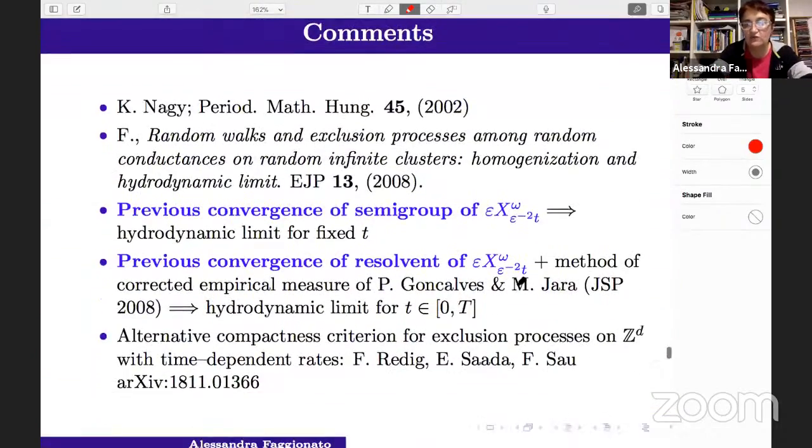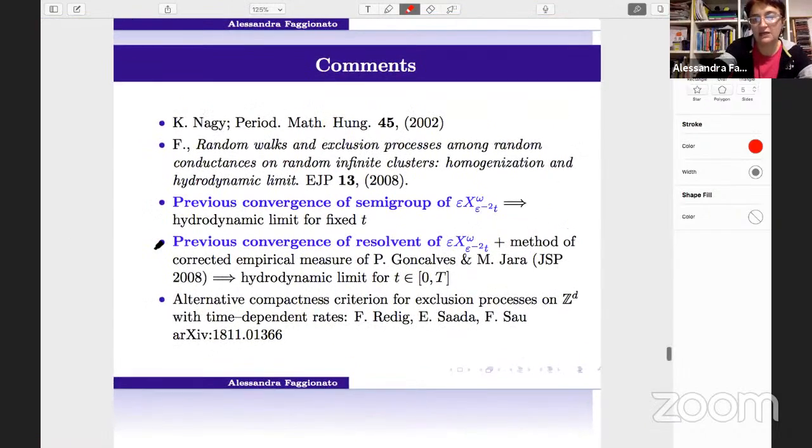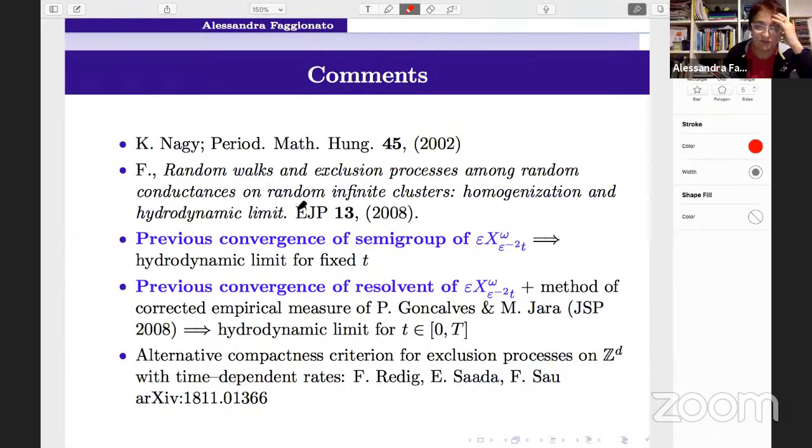And just to finish, I have to point out that the first person who observed this, and used this duality relation in order to study the hydrodynamic limit of the symmetric exclusion process, was Nagy. Indeed, she used not homogenization, but a stronger result, a quenched invariance principle. And then in a paper of mine, I showed that to get the hydrodynamic limit in a special case, okay, it was not as general as the present setting, it's enough to have homogenization, not a quenched invariance principle, which is usually something much harder to get.